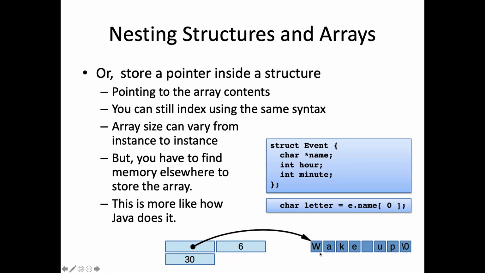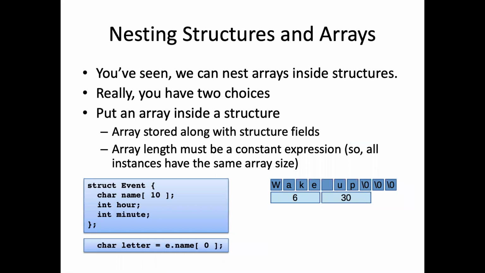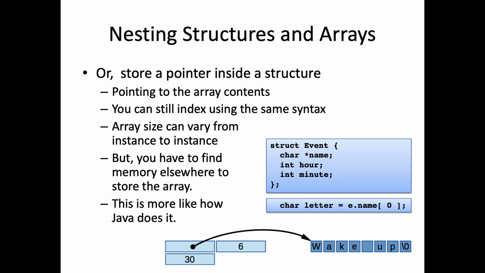So with these two slides, we showed how to put arrays right in a struct, and then every instance of that struct carries around that array inside it. Or you could do it more like Java does. Using pointers, you could have every instance of a struct carry around a pointer to that array somewhere else in memory. Like I said, you've just got to figure out where you're going to allocate that array.